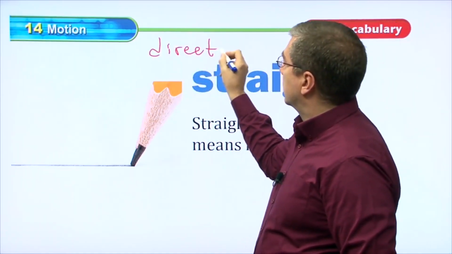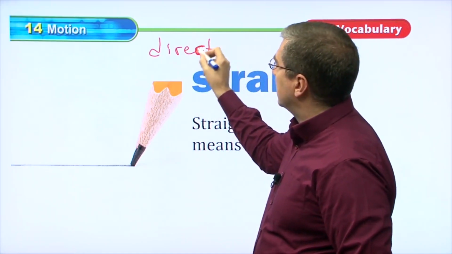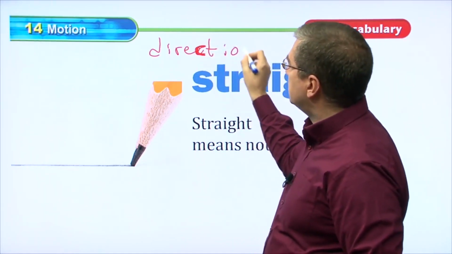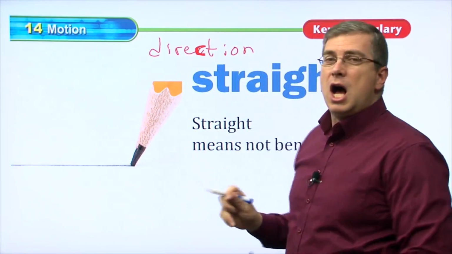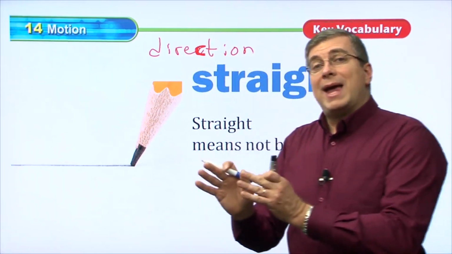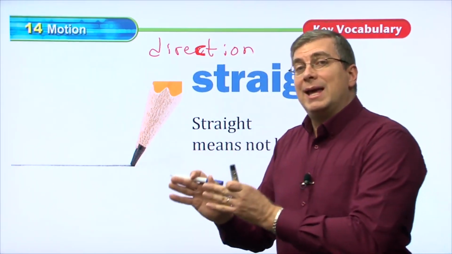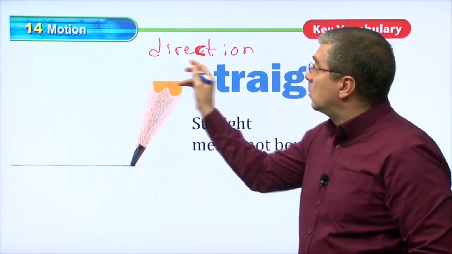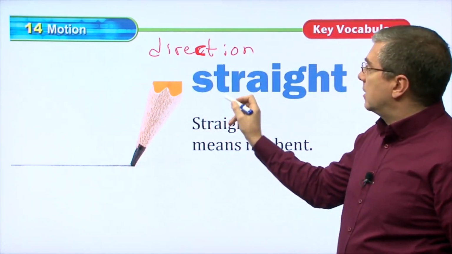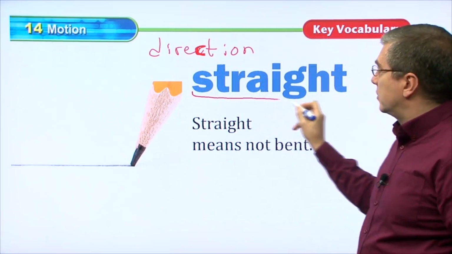Direction of something. Oops, direction. That's supposed to be a C, okay? Direction. So we talk about the direction of the motion. Which way is it going? Which way is that object going? That is the direction. Now, something can go in a straight direction.